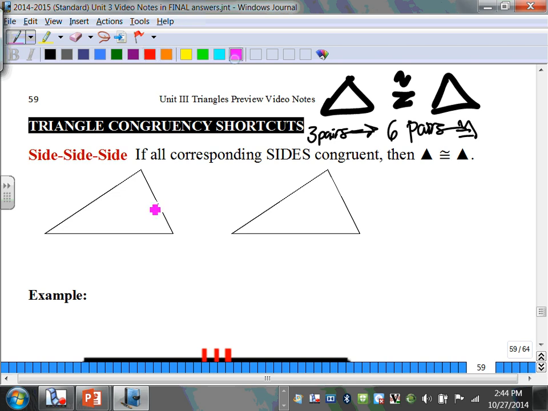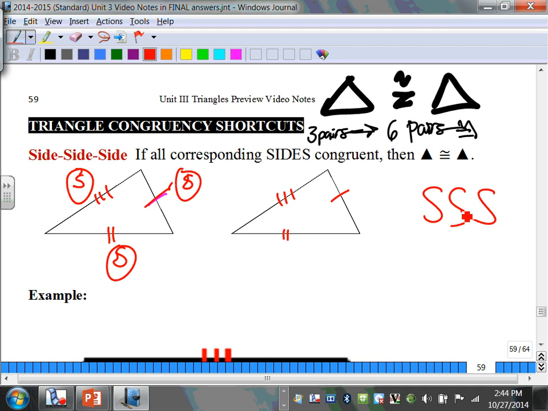The first shortcut is this. If you have 3 pairs of sides equal, so hatch mark, put 1 S, circle for a side, that's another pair of sides. Notice I circle and put an S. And then a third pair of sides, circle, put an S. If you have 3 pairs of sides, that's called side, side, side congruency. That's a shortcut. If all 3 corresponding sides are equal, automatically the angles are equal. That's 1 of 4 we're going to learn.